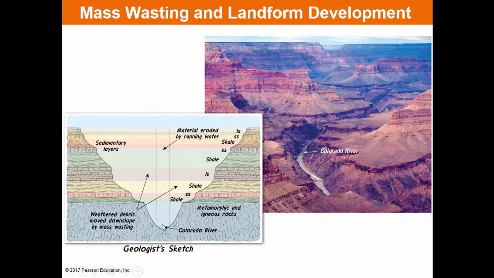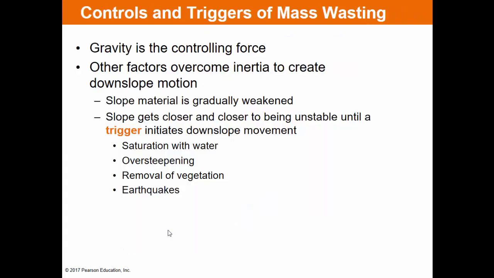We'd see a very steep-sided canyon, but mass wasting is what causes all this other material to fall down the slopes, end up in the Colorado River, and then eventually get washed downstream toward the ocean. So it's mass wasting that turns a steep valley into a wide valley. And of course, gravity is the controlling force.